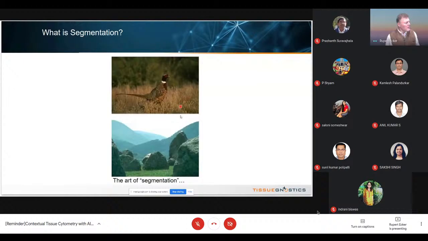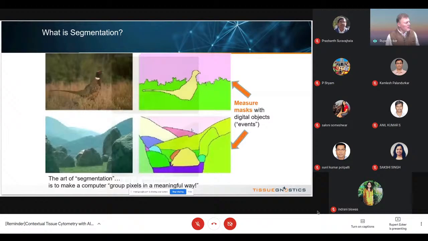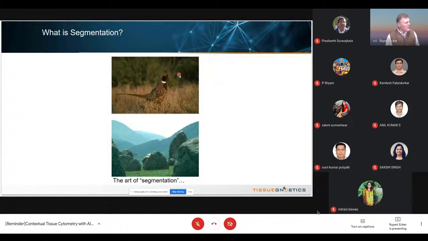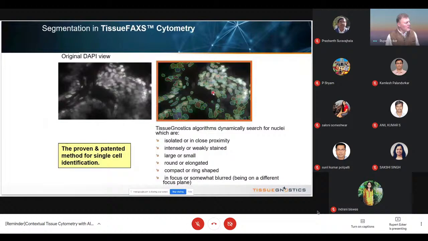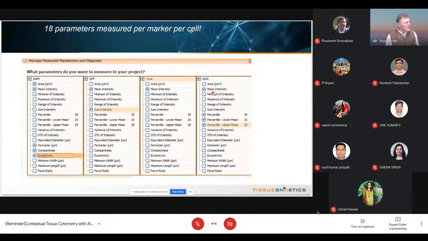Now, what is segmentation? I would like to explain this to this audience. We see here two examples. They have nothing to do with cell identification, but a lot with segmentation. Computers are great in handling images, but not so great in understanding what an image shows. In order to do so, we have to apply algorithms which find groups of pixels that belong together. The algorithms create so-called masks, which identify which part of an image is one object, which is another object. And this is the very art of tissue cytometry, to automatically identify single cells in tissue context, even when the cells are very dense and touching each other, which is the usual situation in tissue.